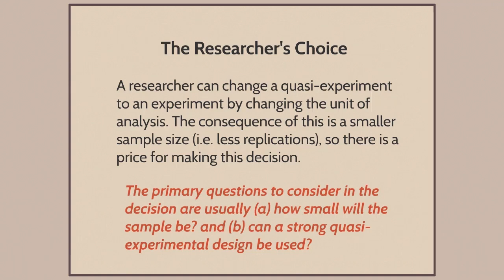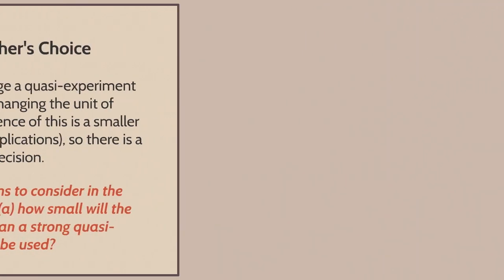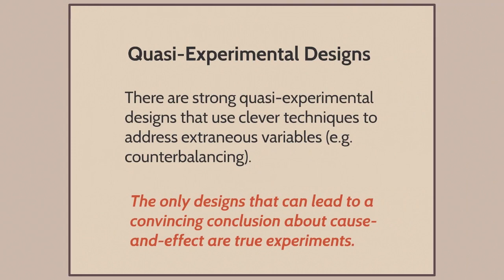The primary questions to consider in the decision are, how small will the sample be? And if I go ahead and stick with an experimental or quasi-experimental design, can I have a strong one? Well, what do we mean by that? Strong quasi-experimental designs are those that use clever techniques to address extraneous variables.